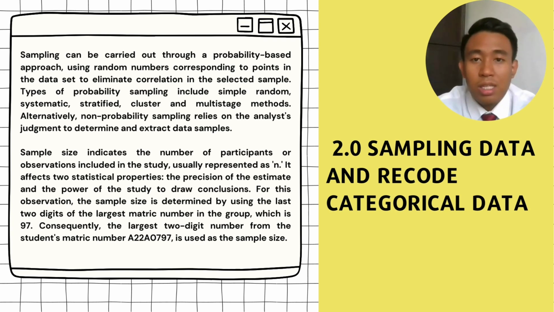Sample size indicates the number of participants or observations included in the study, usually represented as n. It affects two statistical properties: the precision of the estimate and the power of the study to draw conclusions. For this observation, the sample size is determined by using the last 2 digits of the largest metric number in the group, which is 97. Consequently, the largest 2-digit number from the student metric number A22A0797 is used as the sample size.